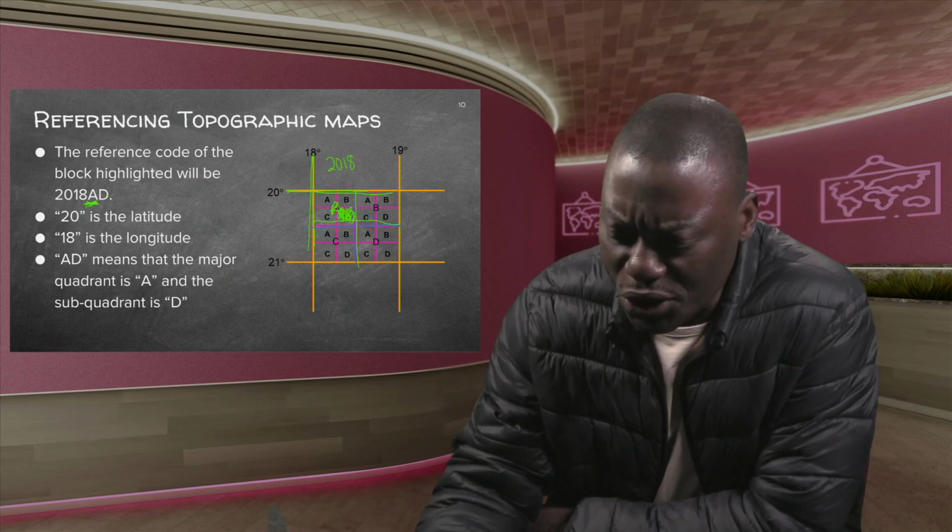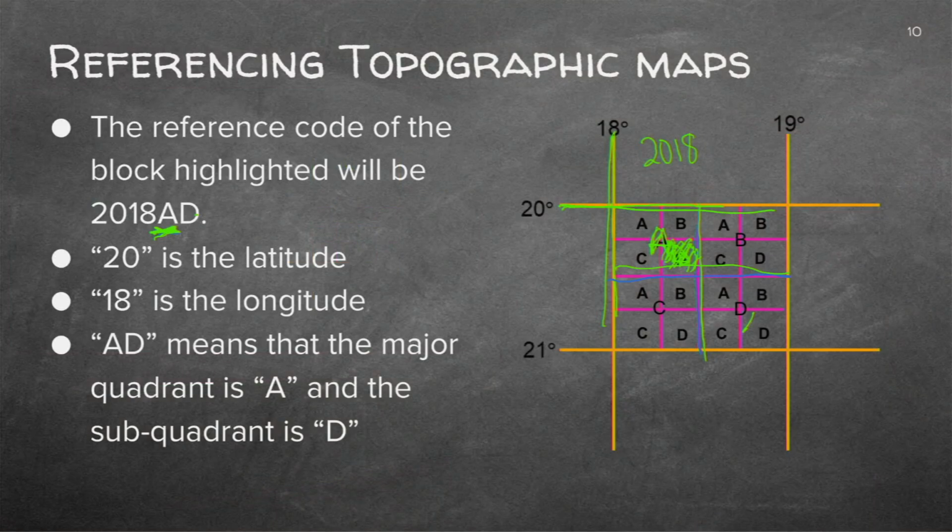What do you think the reference for this map here will be? Remember that this small topo map here is still within the 1 degree by 1 degree block of 2018. And so the reference for this map will be 2018. The big quadrant is D and the small quadrant is D. So it will be 2018 DD. I hope you're following and understanding what I am doing.